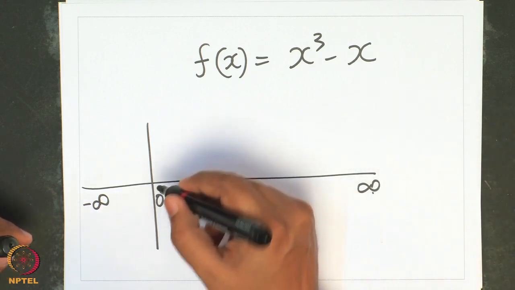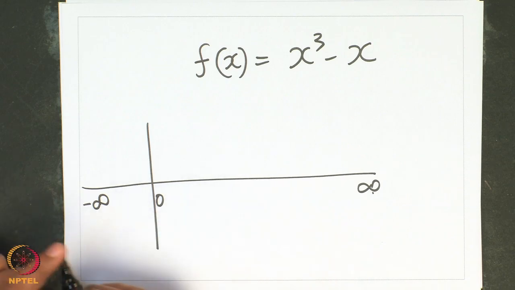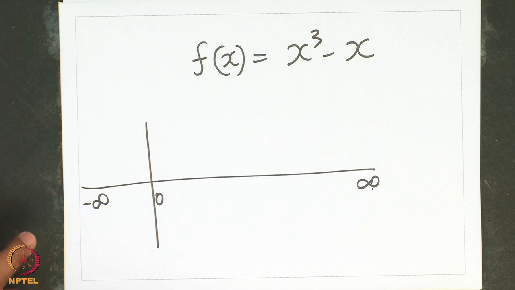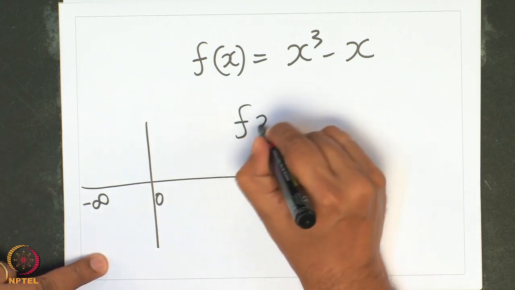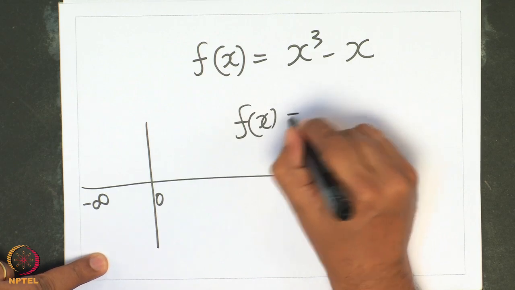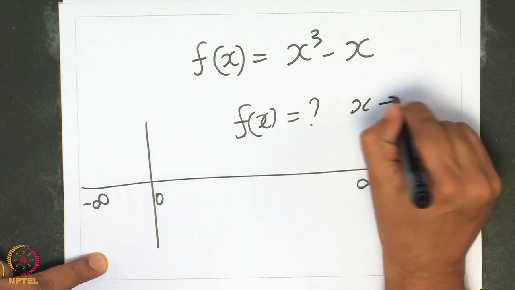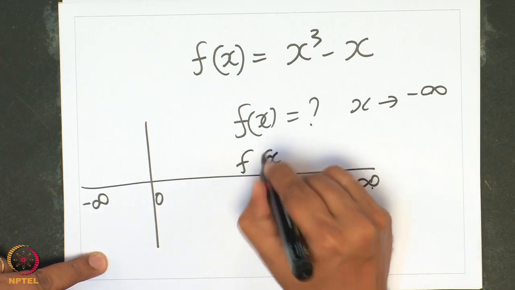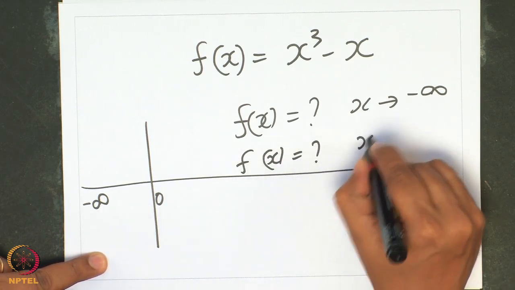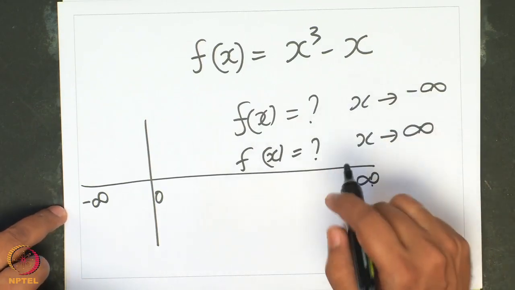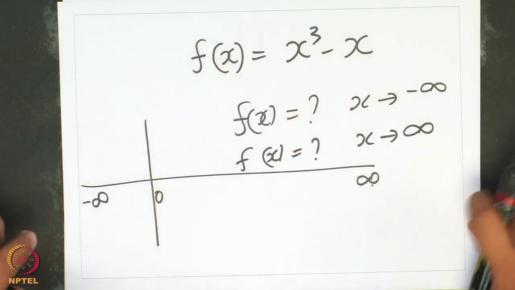So, let us say if we want to plot from minus infinity, the first thing we want to know is what is the value of this function at minus infinity. What is the value of f of x when x goes to minus infinity? And what is the value of f of x when x goes to plus infinity? These are the first things you would want to know as the starting point and the ending point.